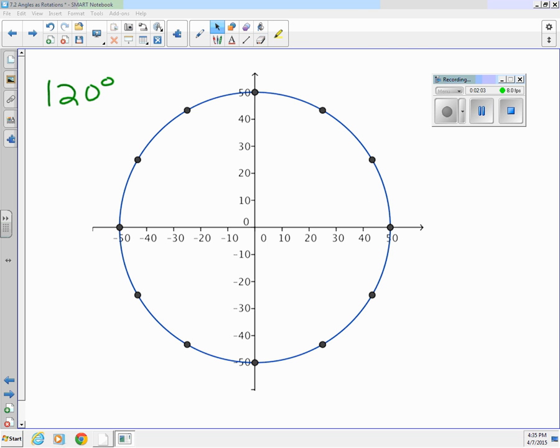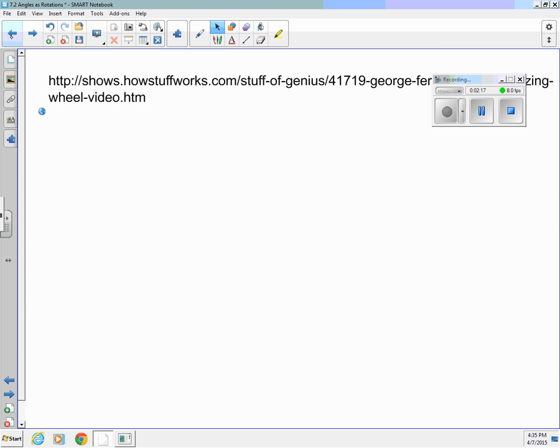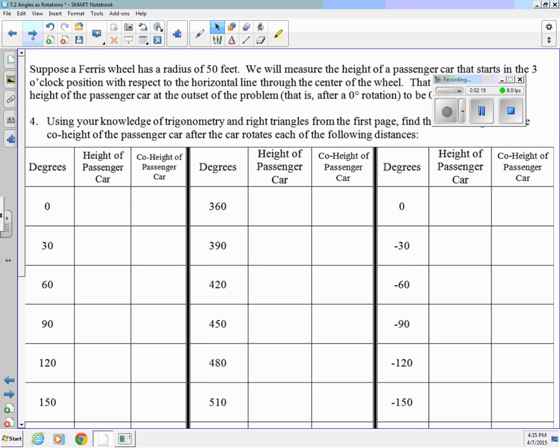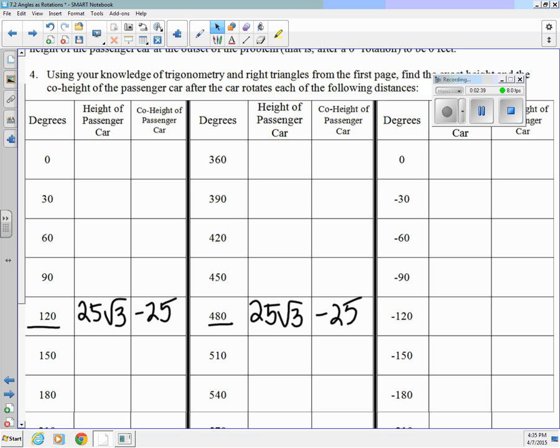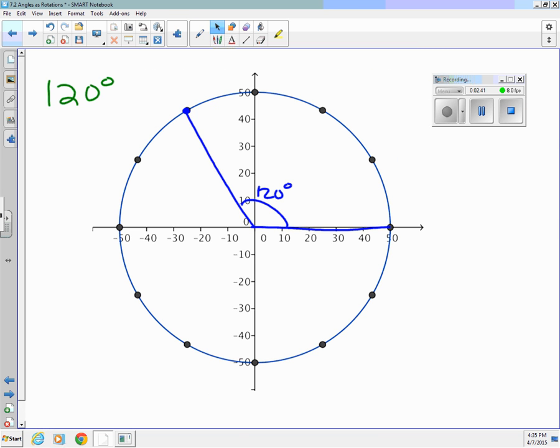So for example, if I had my 120-degree angle, you hopefully noticed in the chart, if we go back to our chart here, the 120-degree angle, I ended up with the height of the passenger car being 25 radical 3 and the co-height being negative 25. If you go to 480, you also end up at 25 radical 3 being the height and negative 25 being the co-height, because at a 480-degree rotation, you're in the exact same spot.